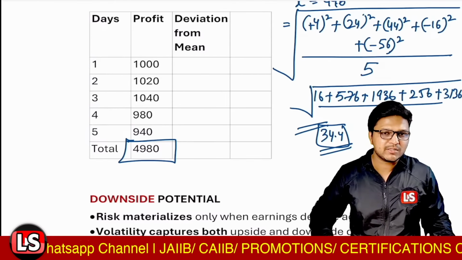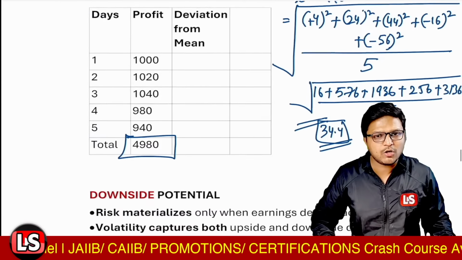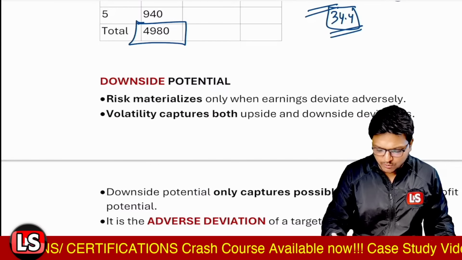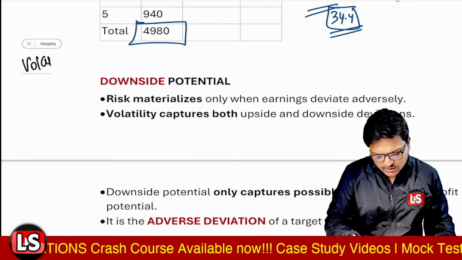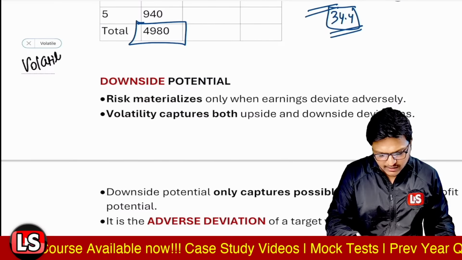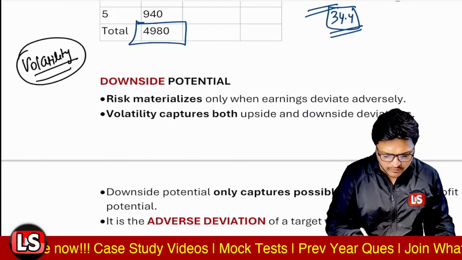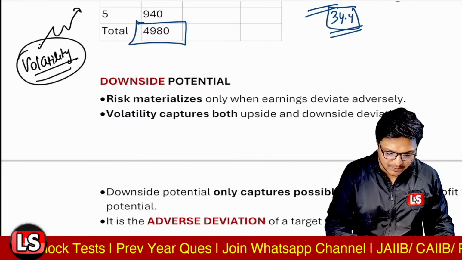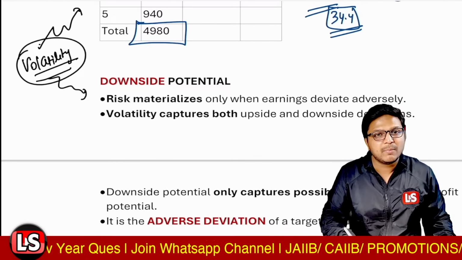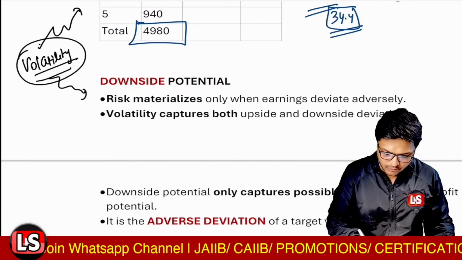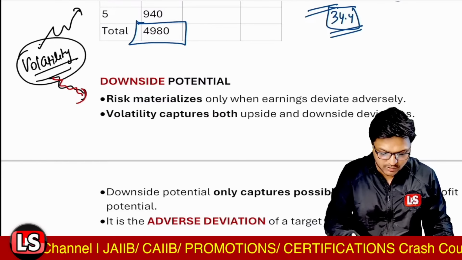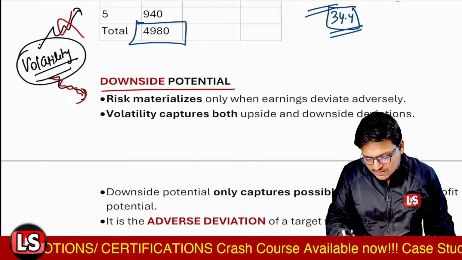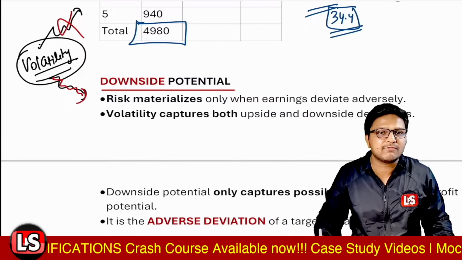After that, it's related to the topic of the downside potential. As I already conveyed to you, in case of volatility, what was a major drawback? That you were calculating both the upside potential as well as the downside potential. But we are focusing on the downside potential and not on the upside potential. So we are not to calculate the upside potential, and that's why the downside potential is the ultimate approach to quantify the risk factor.